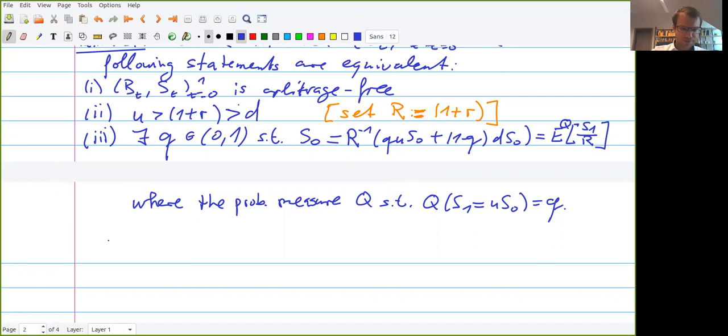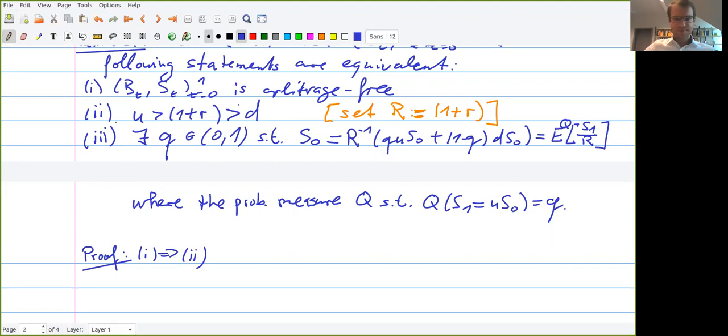Let's come to the proof. And just before I start the proof, here you see what we want to do is first we have to prove all the implications here. So we start with no arbitrage implies these conditions on the parameters.